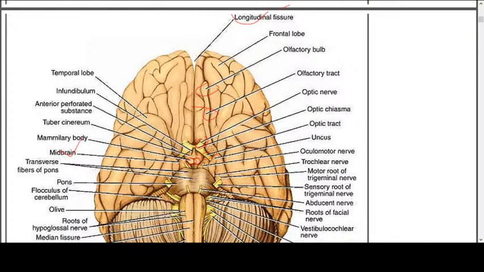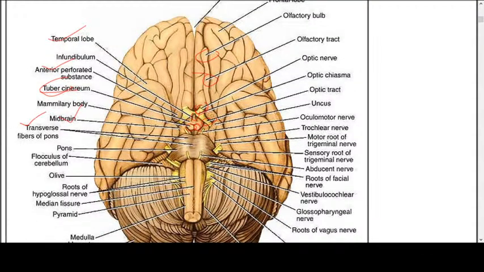This shows the various cranial nerves. This one is the temporal lobe, and the infundibulum is present right here. Infundibulum, anterior perforated substance, tuber cinereum, mammillary body. Transverse fibers of pons. This is the pons. This is the flocculus of the cerebellum. This is the olive. These are the roots of the hypoglossal nerve.